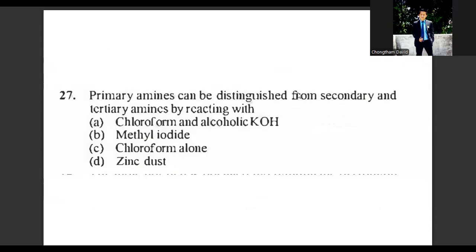Primary amines can be distinguished from secondary and tertiary by reacting with the following. Which is the correct answer for this? It will be chloroform and alcoholic potassium hydroxide. This is the correct answer. The reason being, primary amines, either aliphatic or aromatic, react with chloroform and potassium hydroxide to yield isocyanide. Remember, it is a foul-smelling compound, and this test is called the carbylamine reaction. It is not given by secondary nor by tertiary amines. Clear? Moving on to the next question, question number 28.